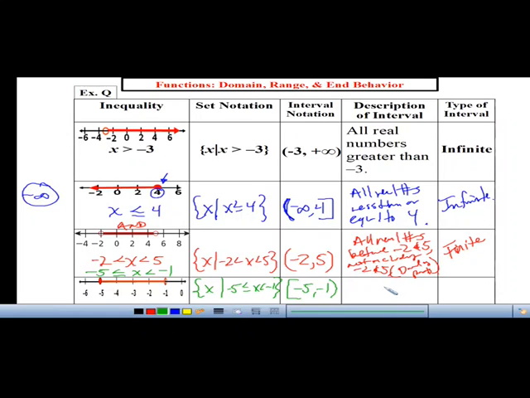Parentheses, yes. And on this one, we would write all real numbers between -5 and -1, comma, not including -1. What kind of interval is this? Yes, finite.